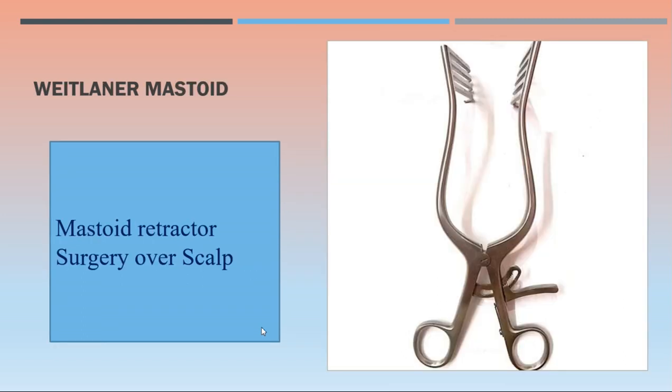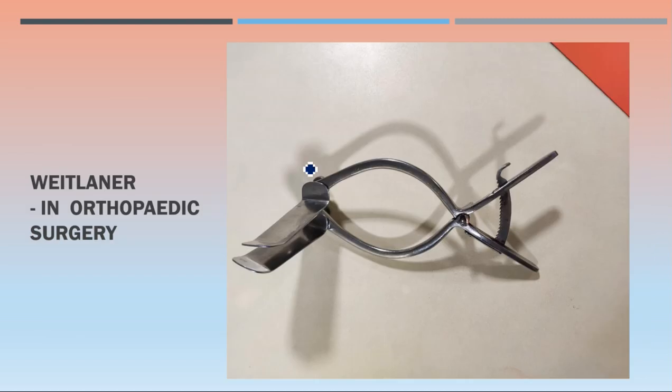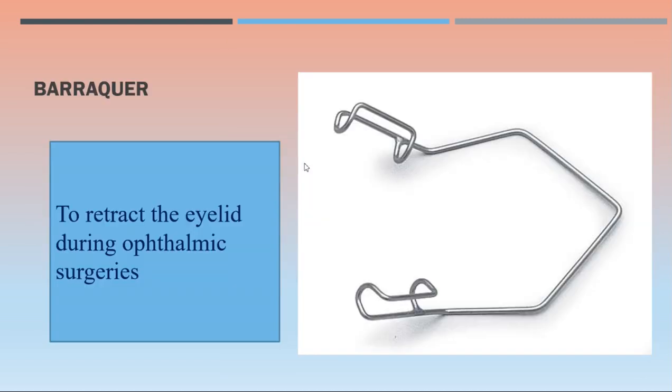Then Witt-Lanner mastoid retractor. In ENT, for surgeries over the mastoid area, and from neurosurgery, the branch or specialty of surgery over the scalp, this Witt-Lanner mastoid retractor can be used, self-retaining obviously. Here you can see the mechanism for self-retraction, and these are retracting prongs. This is Witt-Lanner in orthopedic surgery.